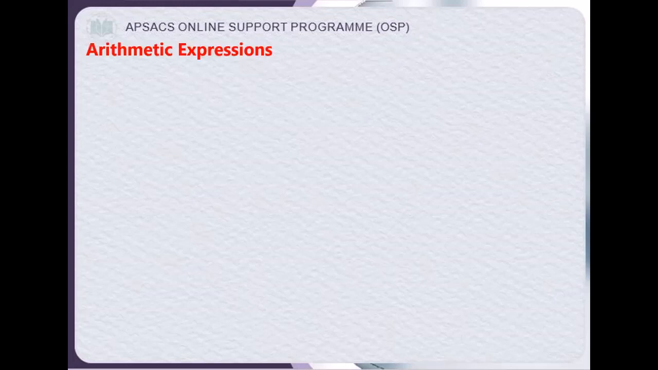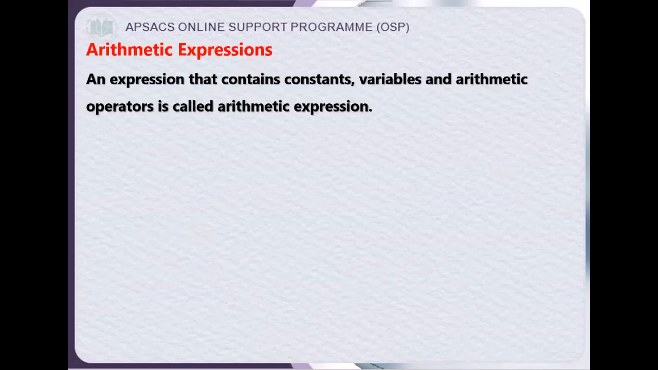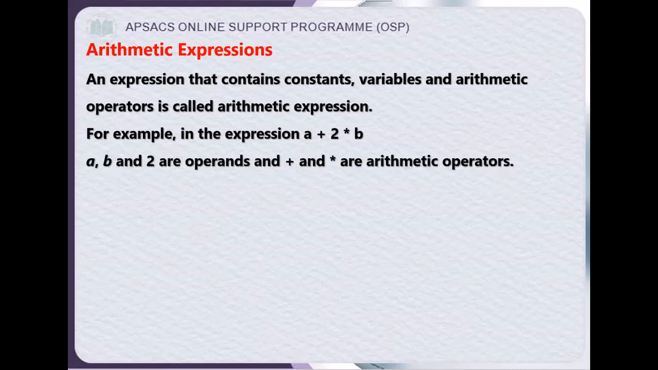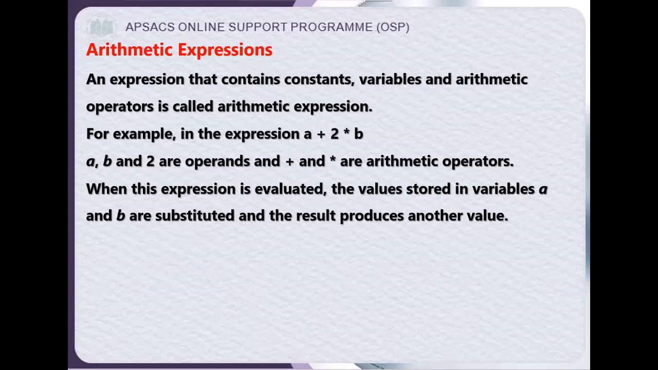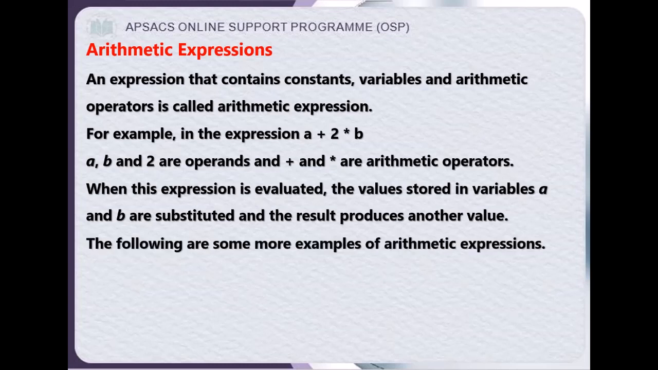Arithmetic expression. An expression that contains constants, variables and arithmetic operators is called an arithmetic expression. For example, in the expression a plus 2 multiplied by b, a, b and 2 are operands and plus and asterisk or multiplication are arithmetic operators. When this expression is evaluated, the values stored in variables a and b are substituted and the result produces another value. The following are some more examples of arithmetic expression.